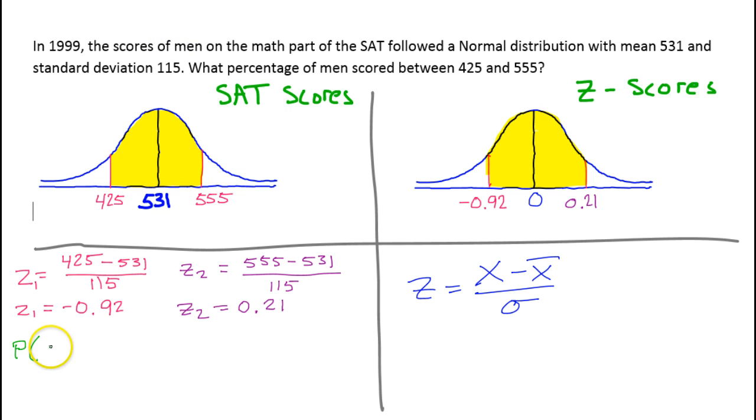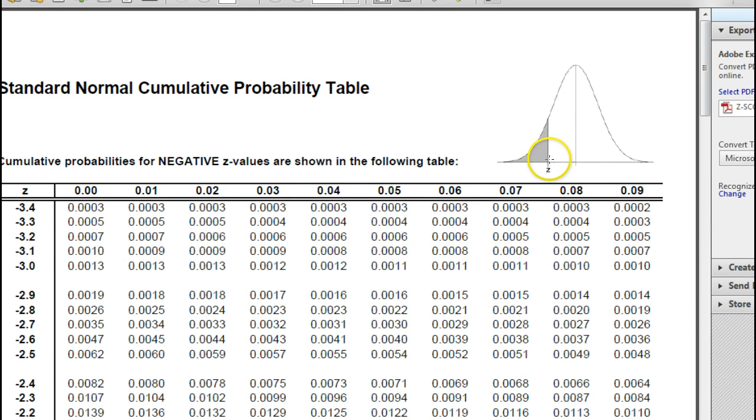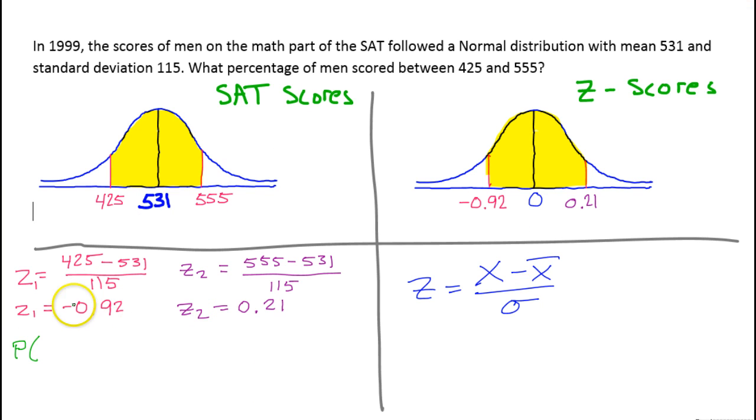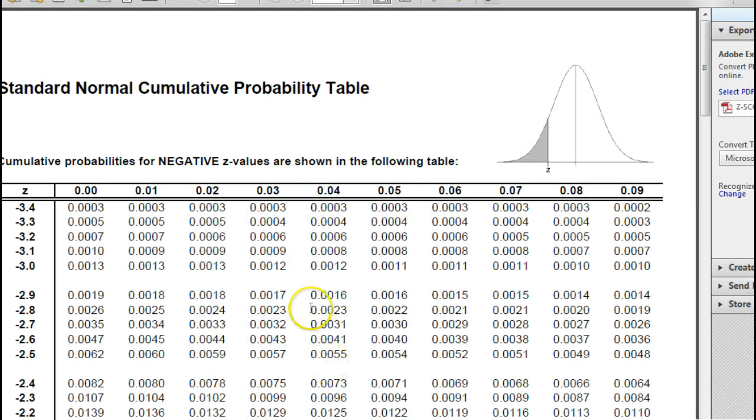All right, here's where that z-score chart comes in. So the z-score chart tells us the percentage of data to the left of any particular z-score. So it's those left percentages that we're going to use right now. So look, we've got this z-score of negative 0.92. So we're going to find the percentage of z-scores to the left of that number. We're just going to read that right off the chart.